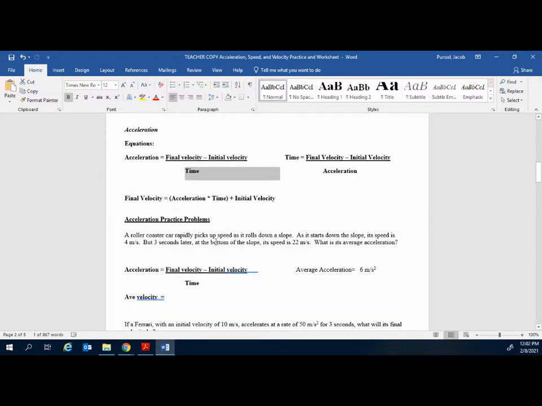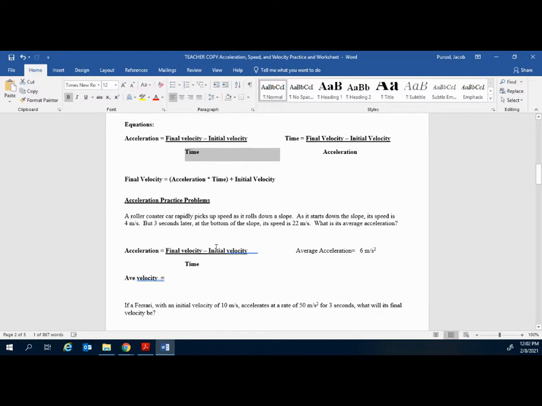So this first question for practice: a roller coaster car rapidly picks up speed as it rolls down a hill. As it starts down the slope, its speed is 4 meters per second, but 3 seconds later at the bottom of the slope, it's 22 meters per second. So we're going to look at what the acceleration is here.